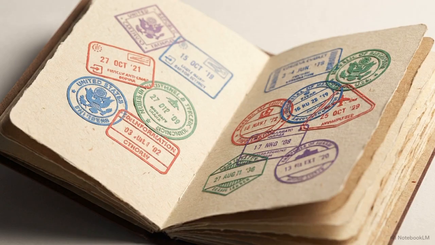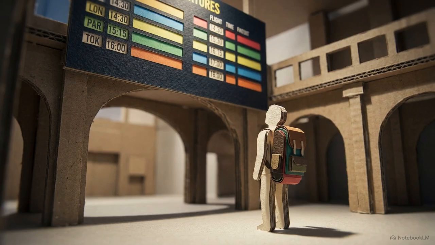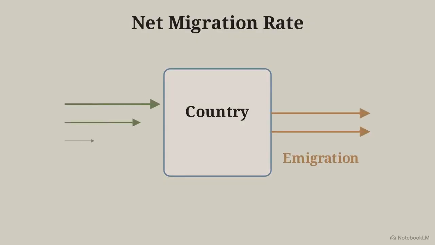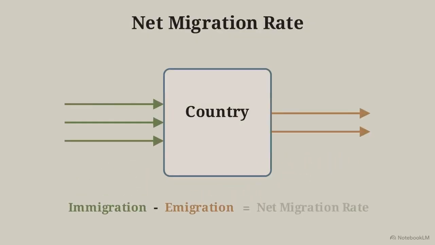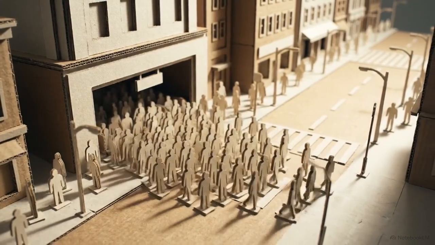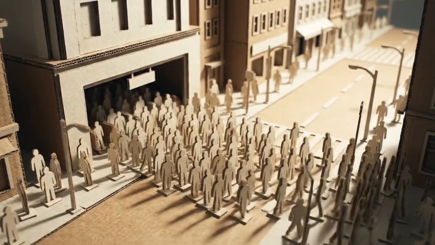But borders are porous. People pack up and move. When people enter a country to live and work, that is immigration. When they leave their home country to live abroad, that is emigration. To find the net migration rate, we subtract the number of people leaving from those coming in, all measured per 1,000 people. Migration can override biology. A country with more deaths than births can still see its total population grow if enough people are moving in.